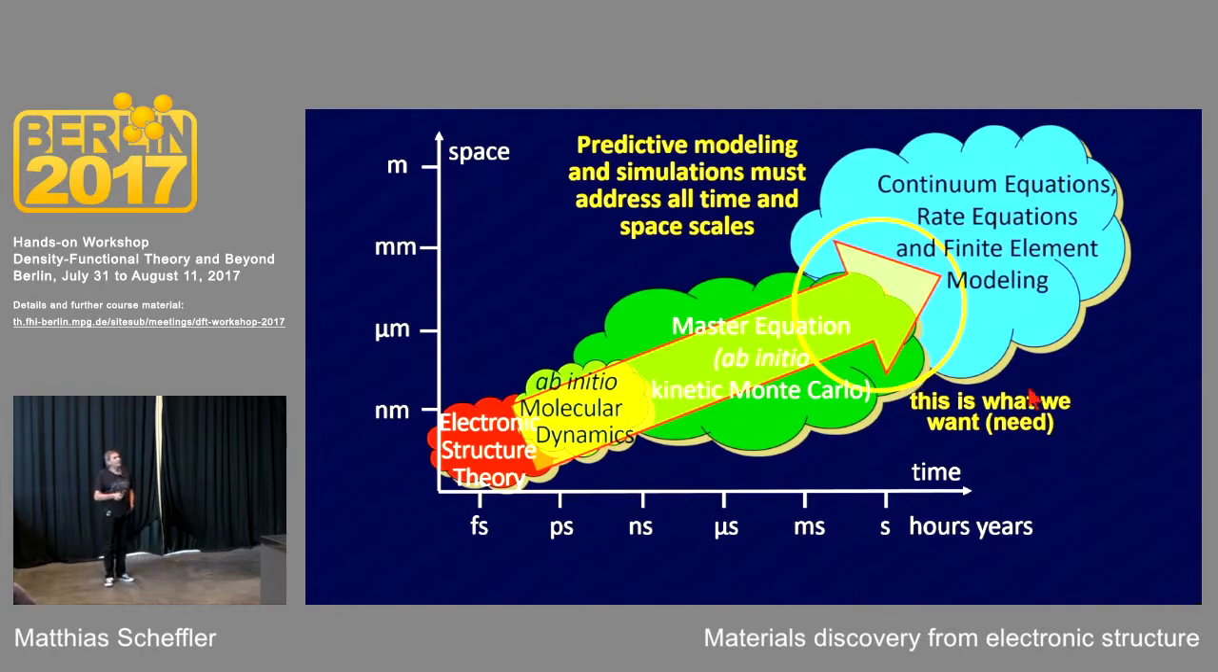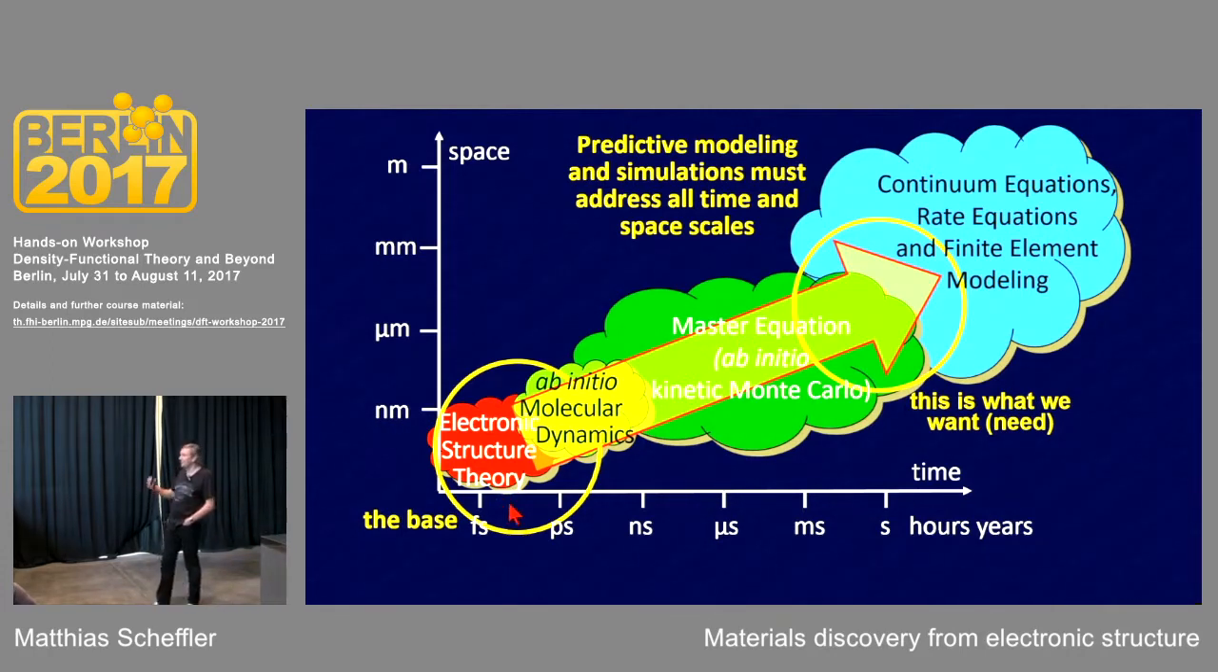So this is in fact where we want to be, right? If you really want to make contact with real life, this is where we want to be, on a time scale of seconds, hours, maybe even years. This is where we want to understand how a material really behaves. Of course, everything is built on a base. The base is electronic structure theory. If your base is bad or rotten, everything you build on this rotten base will fall apart.